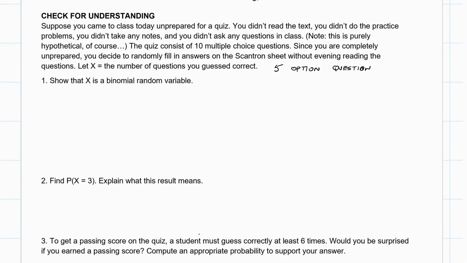Well, what's the probability, or say, okay, we show that X is a random variable. Well, binary, yeah, because success is guessing right.